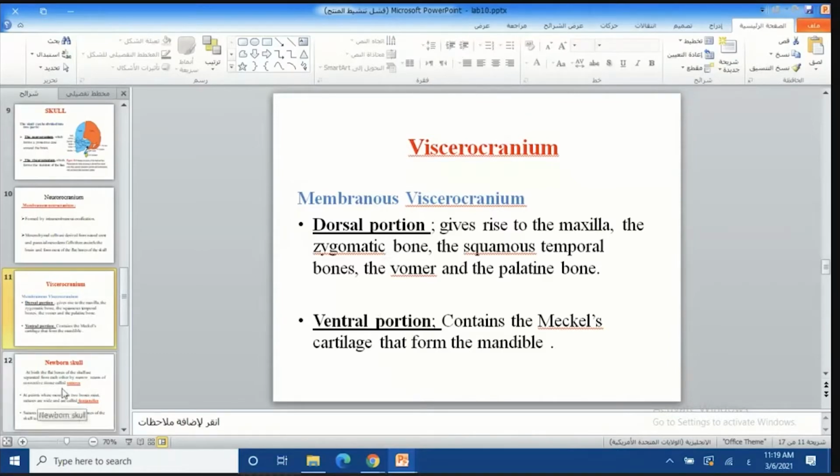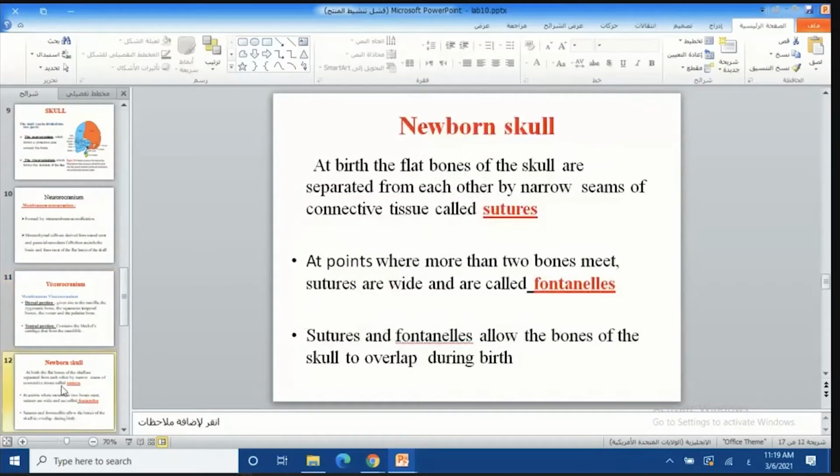Okay, regarding the newborn skull, we said there is a difference between the adult and newborn skull. That is, at the time of birth, the flat bones will be separated from each other by narrow seams of connective tissue. We call these areas of connective tissue sutures. While at the point where more than two flat bones meet, the sutures will be wider, and we call this area fontanelles.